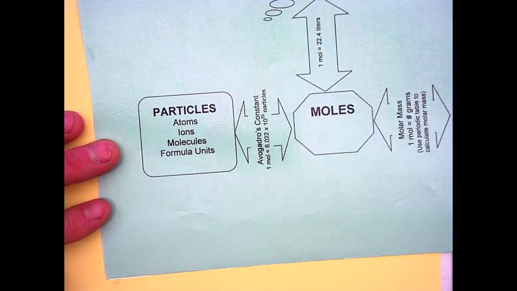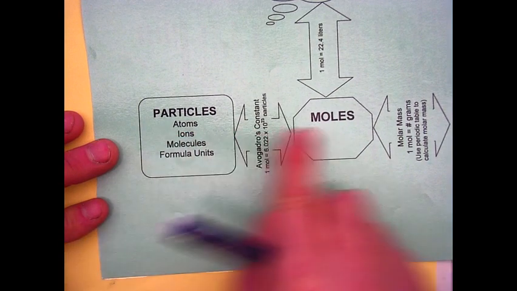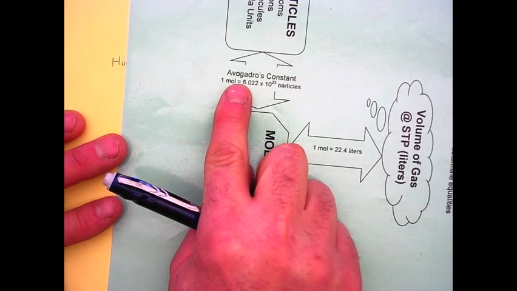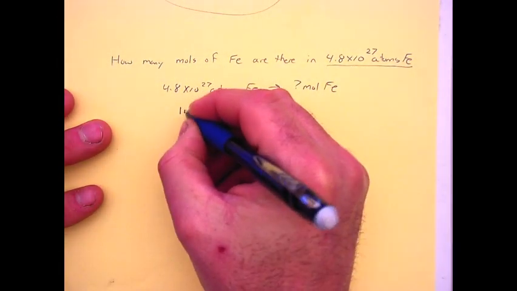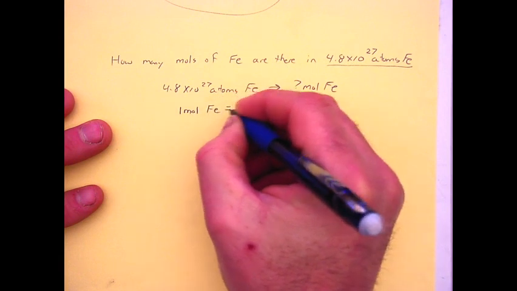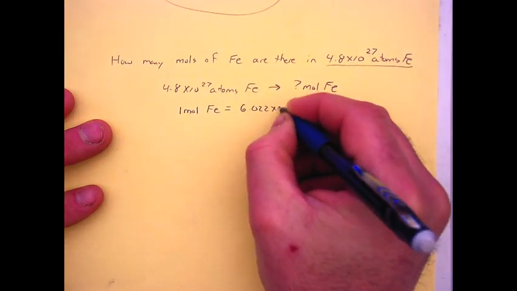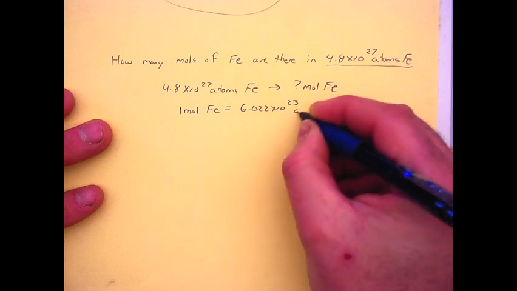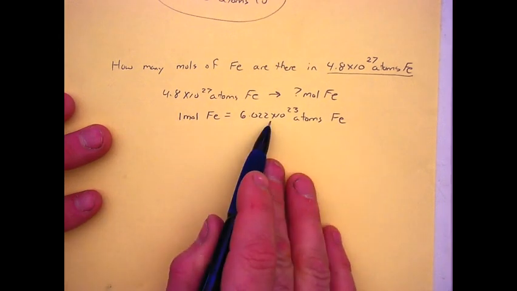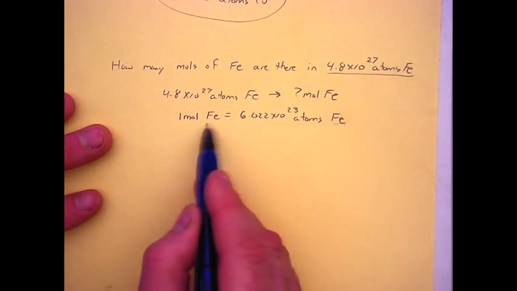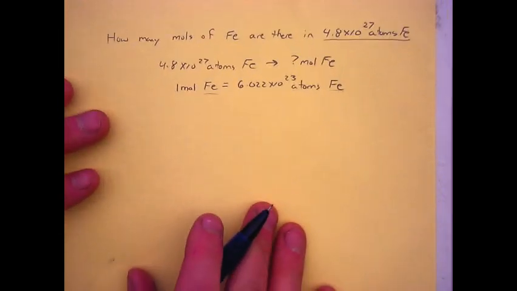Again, we utilize our chemical conversion map. This time we're starting off on particle island and going to moles. But again, we use the same bridge, which is Avogadro's constant. But we have to specify for this particular problem. So instead of 1 mole of copper, I say 1 mole of iron is equal to 6.022 times 10 to the 23rd atoms of iron. Notice how it's exactly the same number. The only thing that's changed is the identity of the substance.